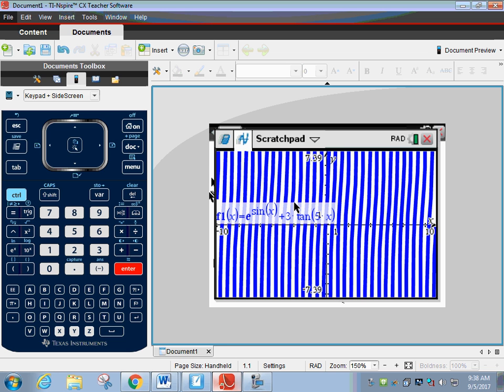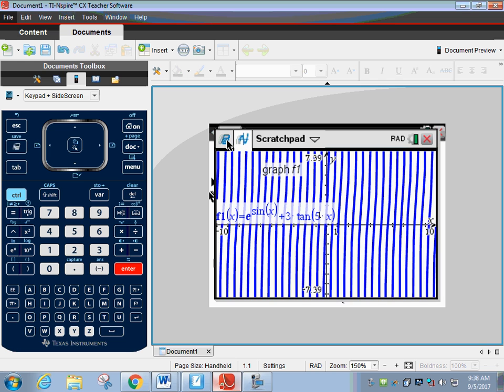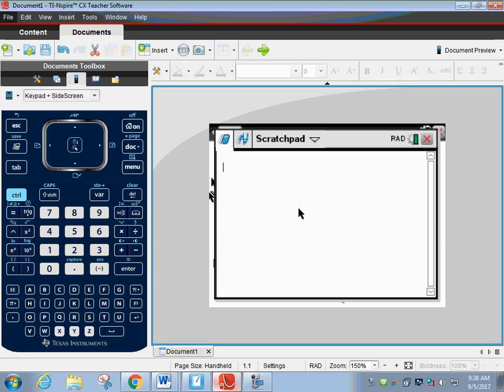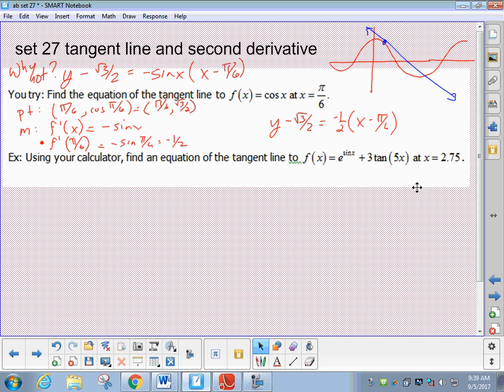I could look at the graph. That's really nice. That's cool. But I don't really care what the graph looks like. I'm going to go back to the home screen. Now, to find a tangent line, we need a point and a slope. And then we write point slope. I have the point half done, as far as the point. I know I want the tangent line at 2.75. That's the x. I need the y.